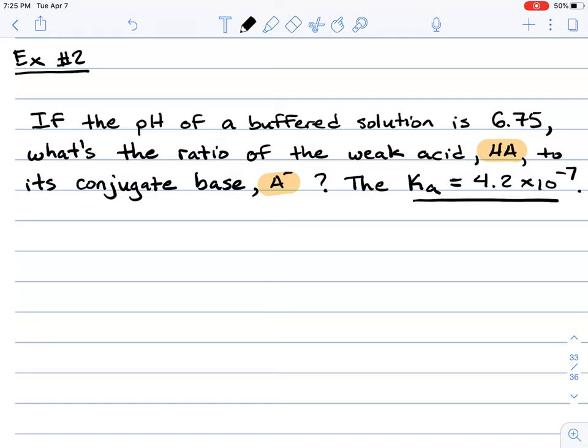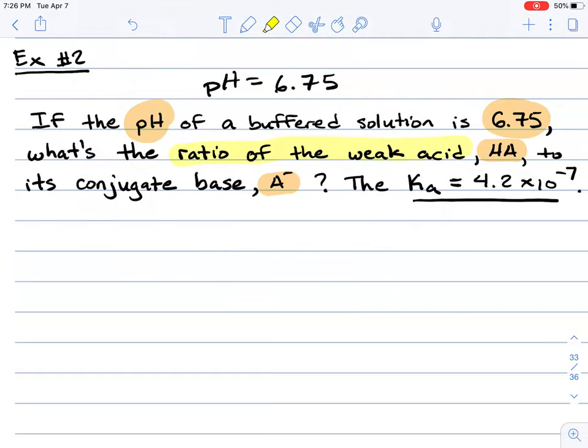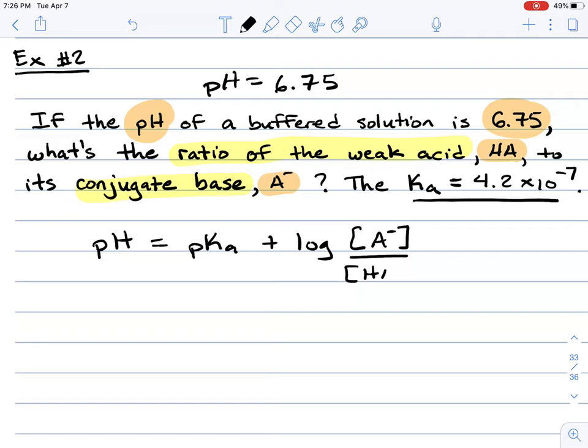All right, and so let's go ahead and look at this equation just a little bit more. So here they gave us the pH. The pH is equal to 6.75. And so what we're looking for is the ratio of the weak acid to its conjugate base. And so since they gave us pH, it just makes sense for us to use pH is equal to pKa plus the log of the concentration of the conjugate base over the concentration of the weak acid.